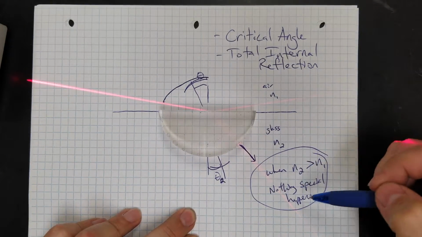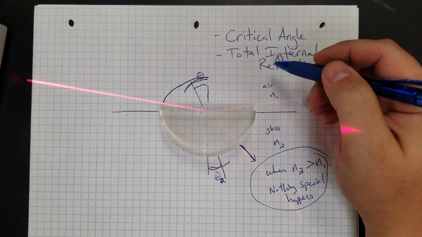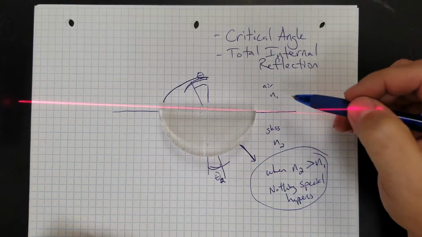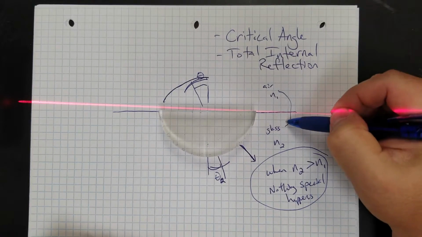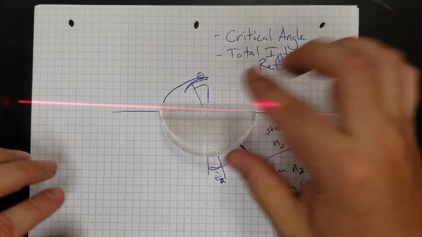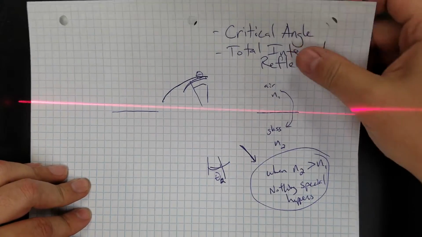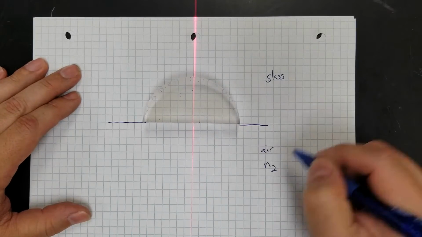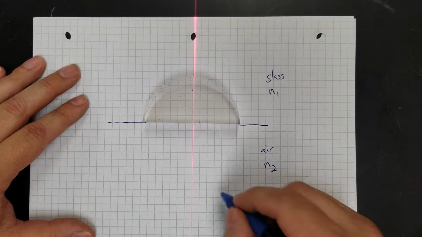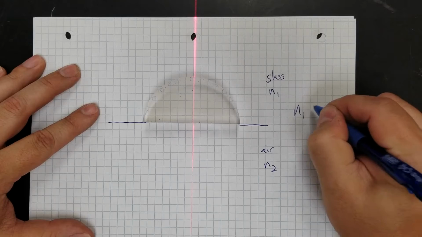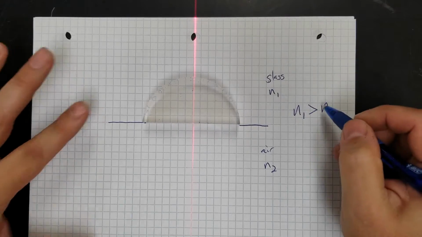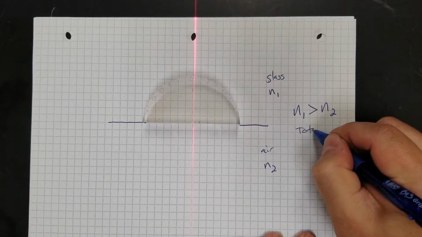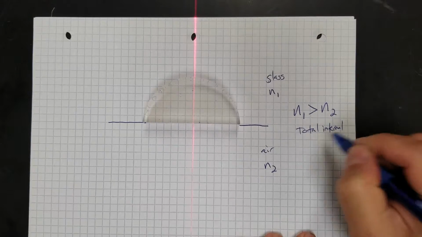So what I mean by nothing special happens is that you're going to run out of room over here before anything over here can happen, when you're going from something with a low index to something with a high index. The special case is when you do this the other way. So let me flip this around. Now, in this case, I have n1 greater than n2. And when n1 is greater than n2, I have a chance of getting total internal reflection.